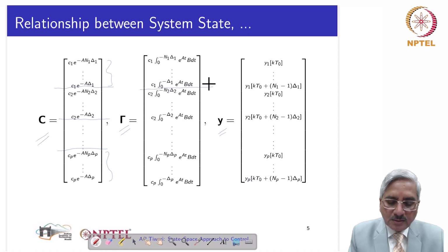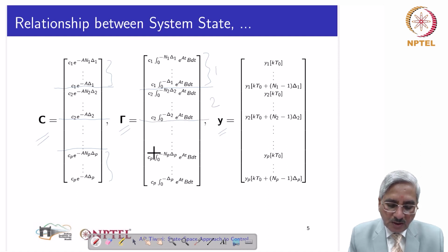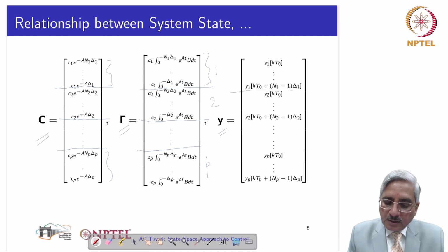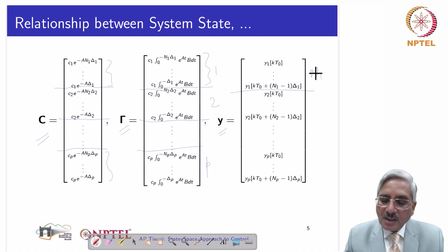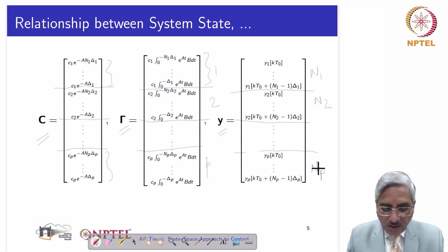Similarly, in the gamma matrix, this part corresponds to the first output, this part to the second output, and this part to the last, pth output. The first n1 samples are samples of output 1, the next n2 samples are samples of output 2, and so on. The last np samples are samples of the pth output, and of course this n1 plus n2 plus etcetera up to np we denoted by n bar.